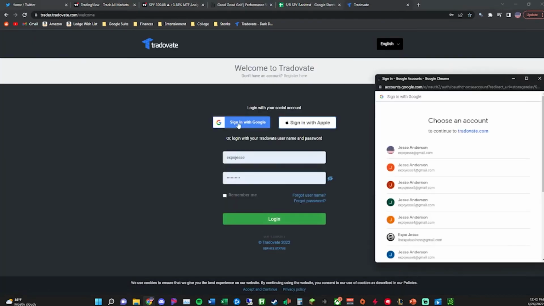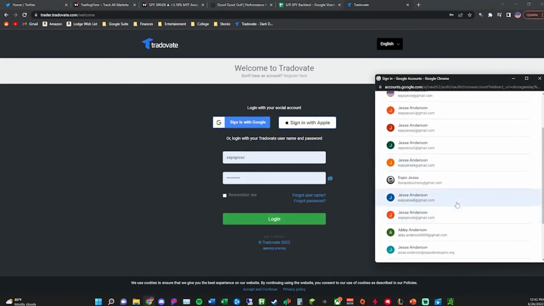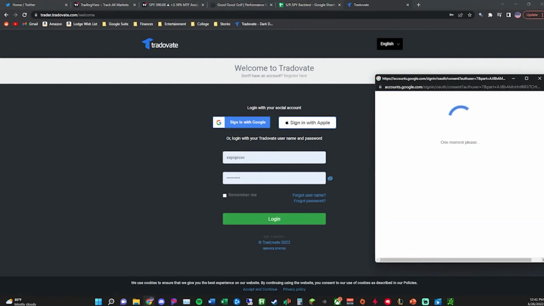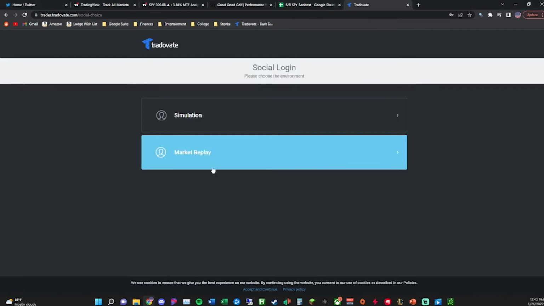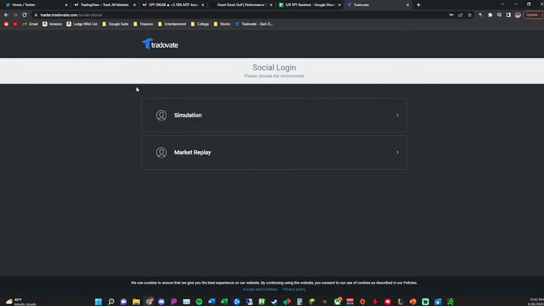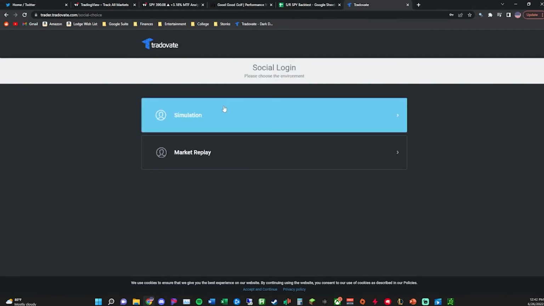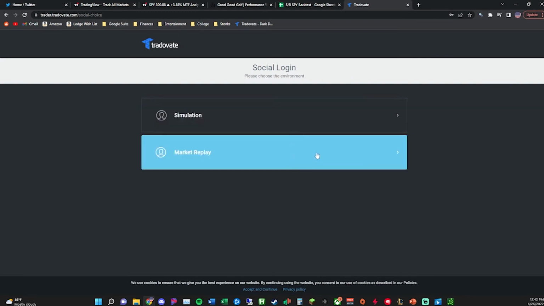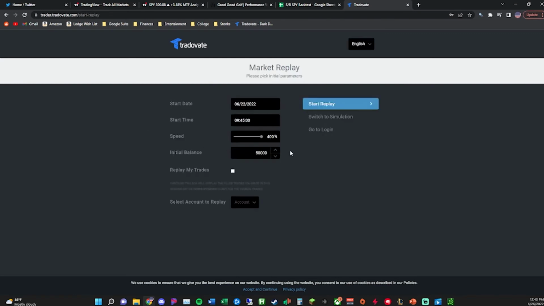Alright, so you'll go into your account, sign in, and you'll have simulation. So if you're going to paper trade, you'll do simulation, which shows you live data. Obviously, it's Sunday before 5 p.m., so the market is closed. So if I want to better myself and hone in on my strategy, I'll go into market replay.